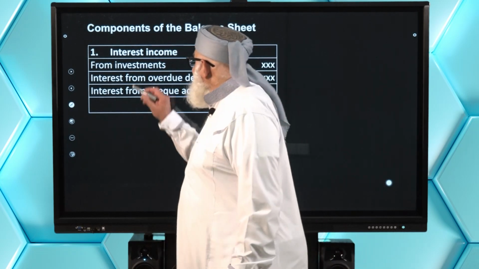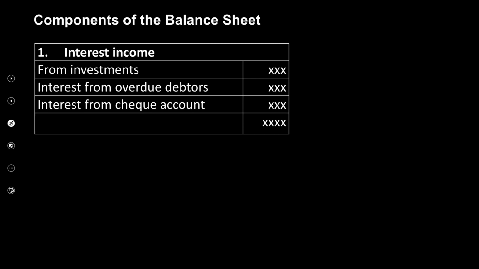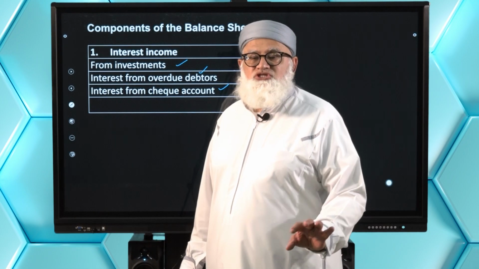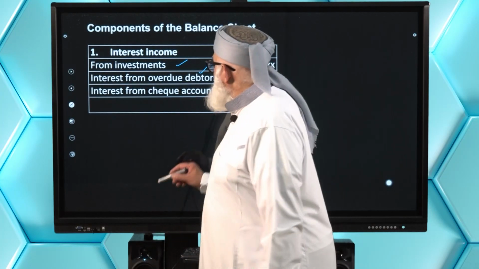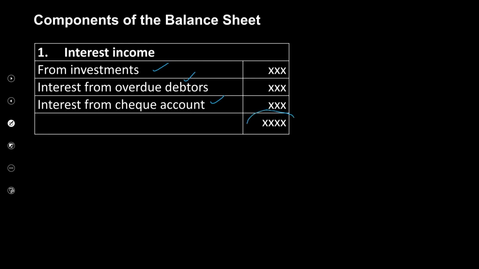where we dealt with interest income, and the three components that you have would be, one, your income from your investments, namely fixed deposits, etc. Two, your interest from your overdue debtors, the interest that you have charged your overdue debtors, and three, the interest from your current account, right? In other words, any interest that you've received on your current account, all of these would be added together and form your total, namely your interest income.